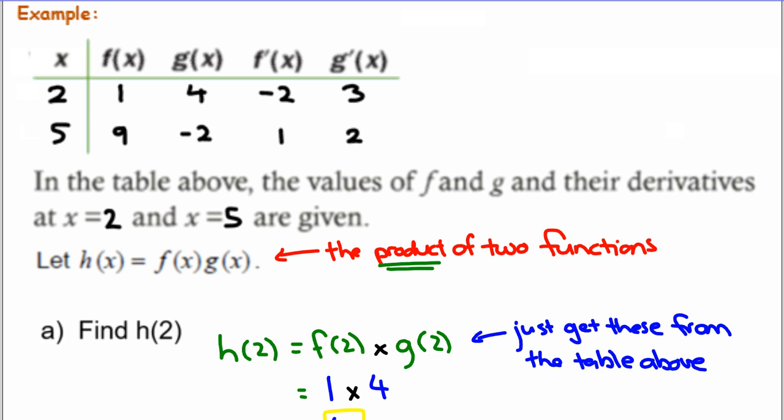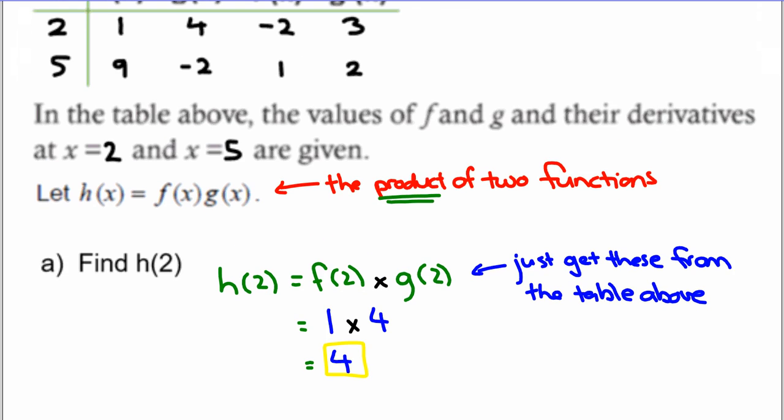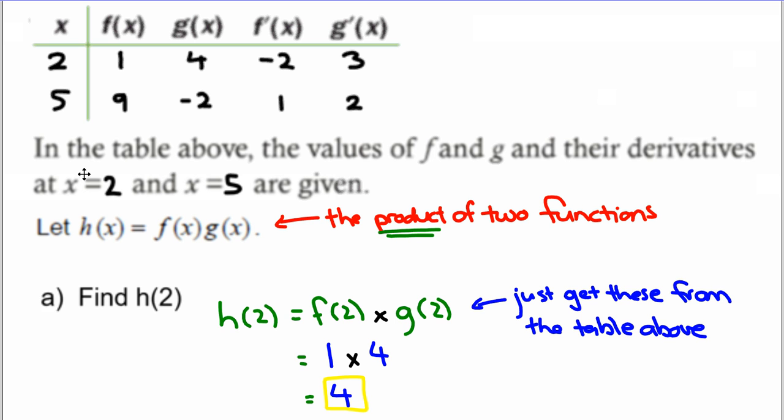So find h of 2. Notice in question B they ask you to find h dash of 5, that's the derivative. But h of 2 is a nice simple one. h of 2 just means sub in 2 into h of x. So if you subbed in 2 into h of x, it's like f of 2, g of 2. Or you might prefer to write that up. h of 2 therefore is f of 2 times g of 2. You don't need to put the times there, but if it's confusing you to write f brackets 2, g brackets 2, you could put a multiply sign there.